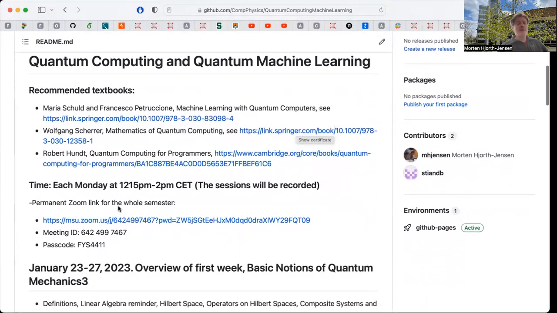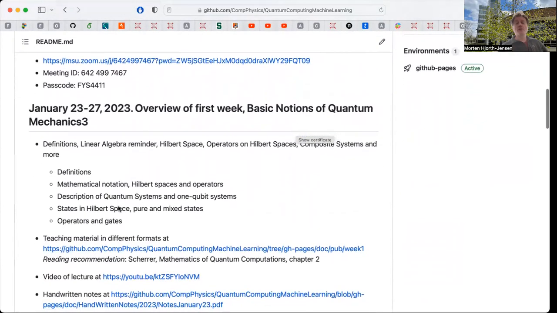So last time we went through some basic definitions. I'm going to repeat some of them. We looked at mathematical notation, we looked at Hilbert spaces and operators, and we looked at description of quantum systems and 1-qubit systems. And most likely what you saw is that essentially what we end up with is applied linear algebra to a very large extent. And this course will actually rotate around applied linear algebra.